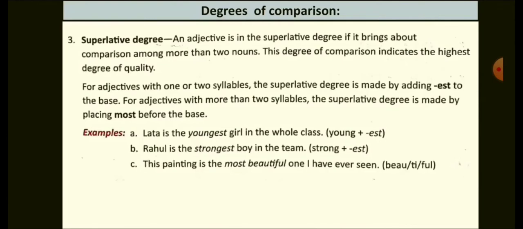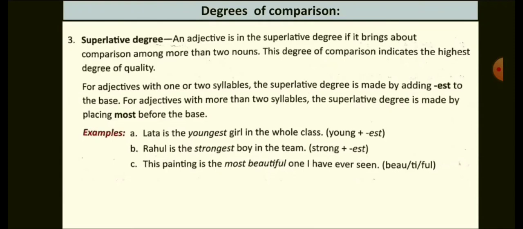Number 3, superlative degree. An adjective is in the superlative degree if it brings about the comparison among more than 2 nouns. This degree of comparison indicates the highest degree of quality. For adjectives with 1 or 2 syllables, the superlative degree is made by adding est to the base. For adjectives with more than 2 syllables, the superlative degree is made by placing most before the base. For example, Lata is the youngest girl in the whole class. Here, youngest is the superlative degree of the base young, which has only one syllable. So est has been used with young.